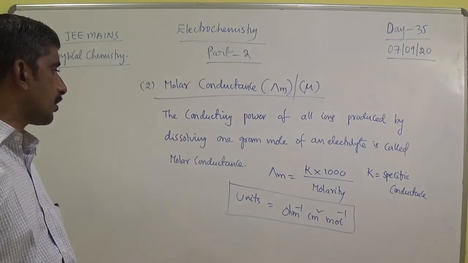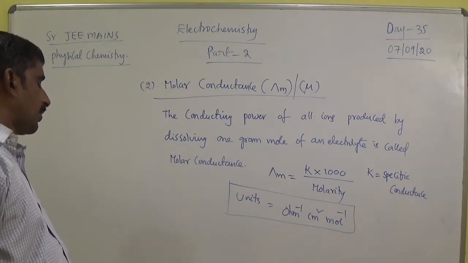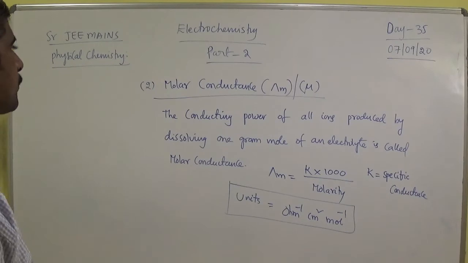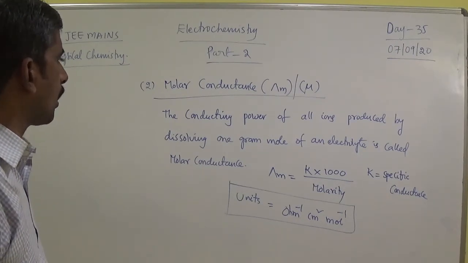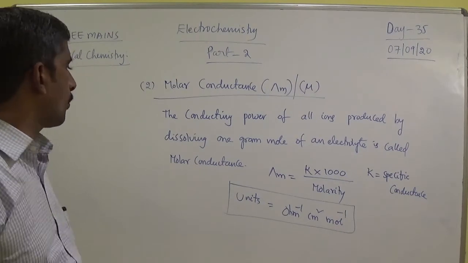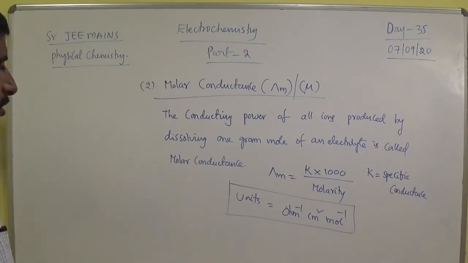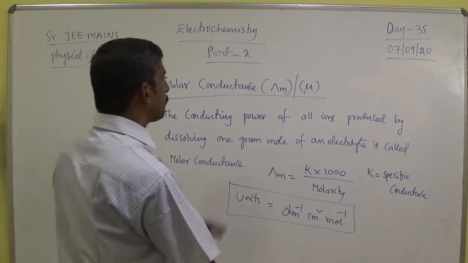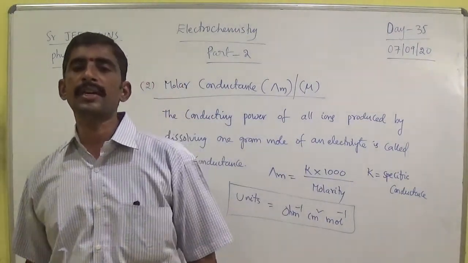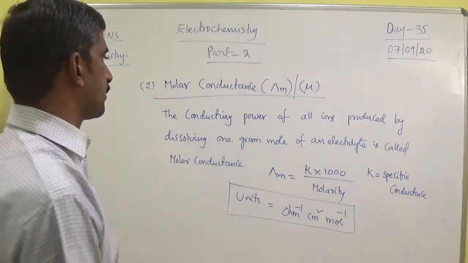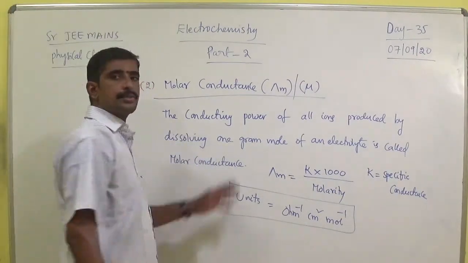Okay, so these are specific conductance, with units ohm inverse centimeter square mole inverse. The conducting power of all ions produced by dissolving 1 gram mole of an electrolyte is called molar conductance. Molar conductance, capital lambda M or simply mu, equals K into 1000 by molarity. K means specific conductance. Okay, and the third one, so write down the definition.